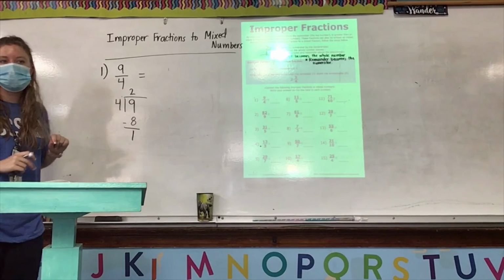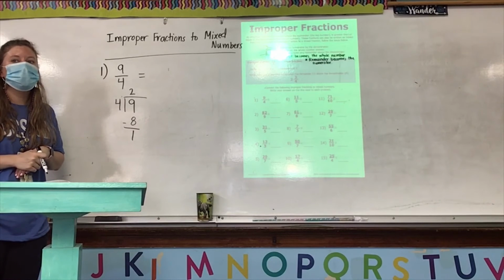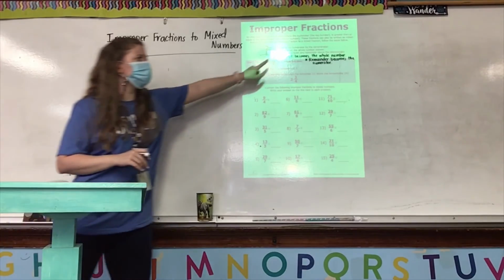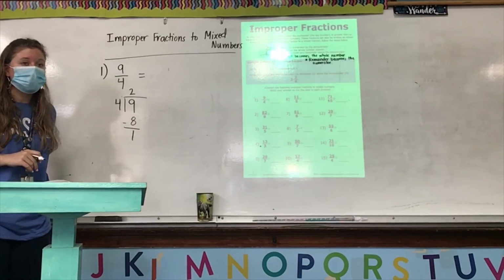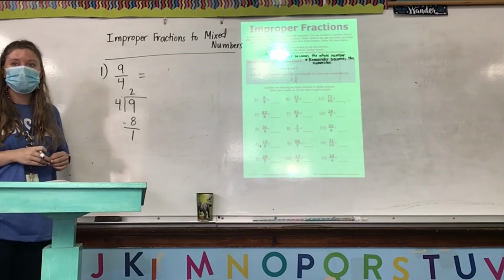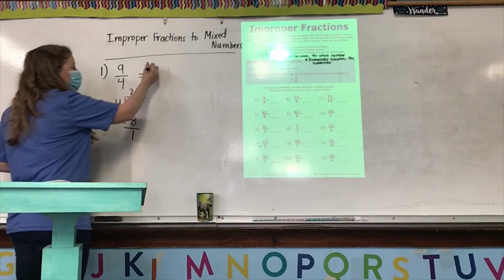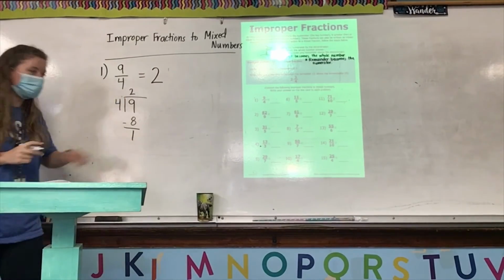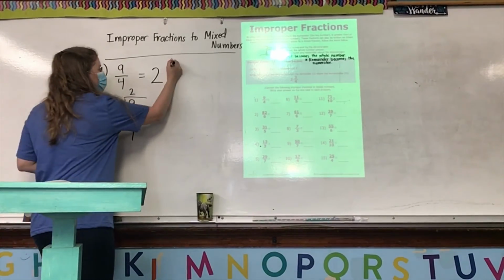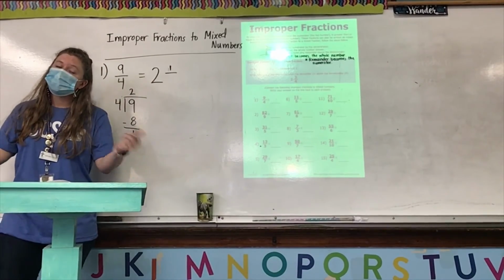Our quotient is what, class? 2. The quotient becomes the whole number, not the numerator. I heard somebody say the quotient becomes the numerator. That is not true. We have never said anything like that. The quotient becomes the whole number. The remainder becomes the numerator. The denominator stays the same.